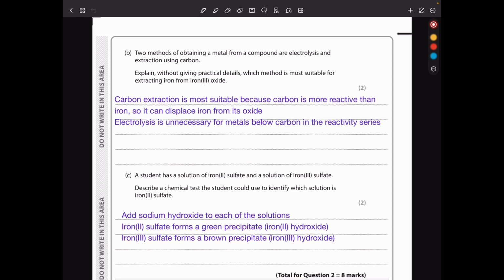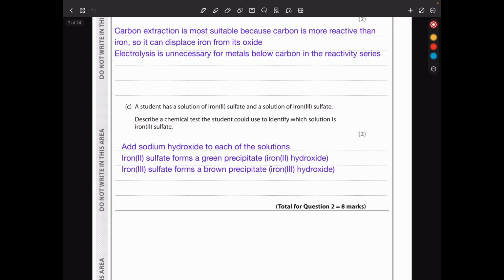carbon dioxide. In the end, of course, you form carbon dioxide, and then iron is going to be left as a metal. So I said carbon extraction is more suitable because carbon is more reactive than iron, so it can displace iron from its oxide. Electrolysis is unnecessary for metals below carbon in the reactivity series.